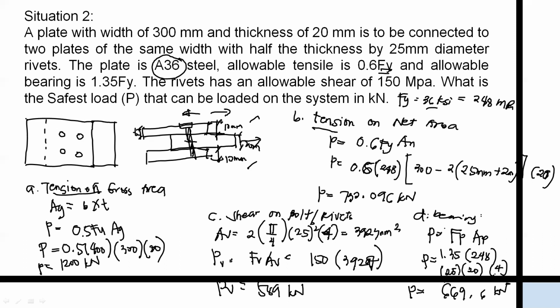Okay, so the question for us is to determine the safest value of P. So having our answer from the tension on net area, tension on gross, shear on bolts and bearing, we will select the least among the 4 solved values. And the least is the force from the shear on bolts. So the allowable or the safest value of P is 589 kilonewton. This is the safest value of P.